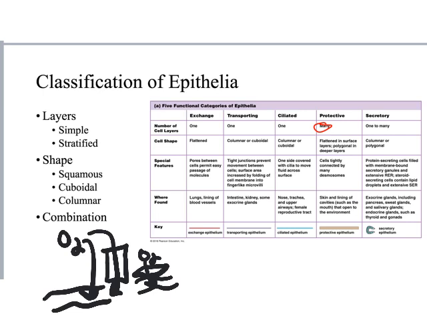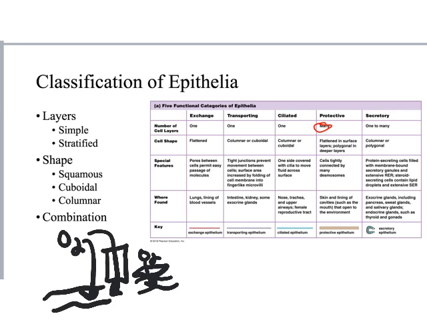So we're going to see this, for example, in the alveoli, as I mentioned. We're going to see this in the lining of capillaries, because capillaries want the ability for material to diffuse quickly in and out of the blood. So we'll find simple squamous epithelia in places like the lungs and blood vessels.